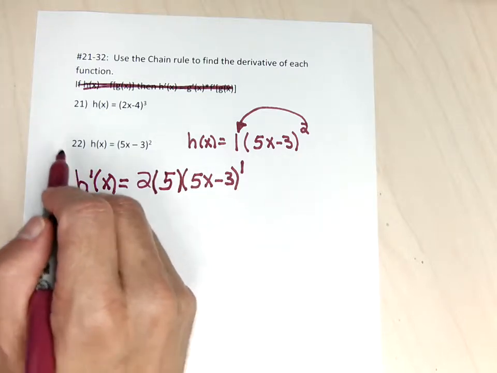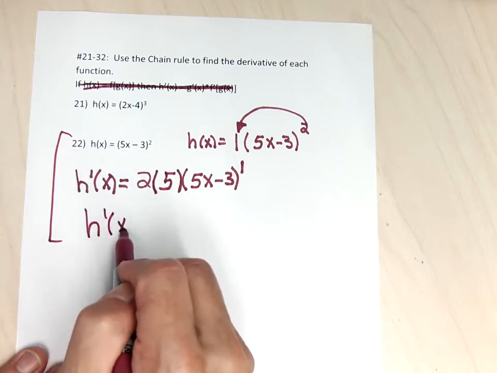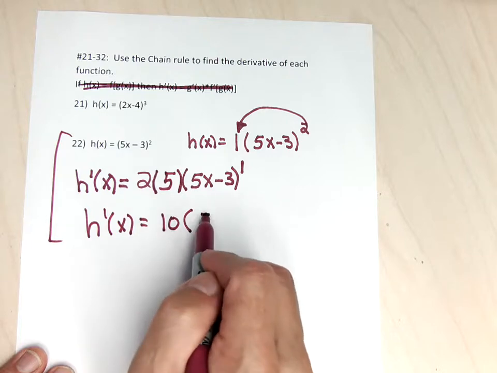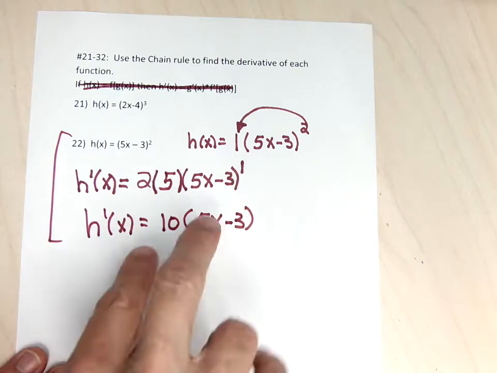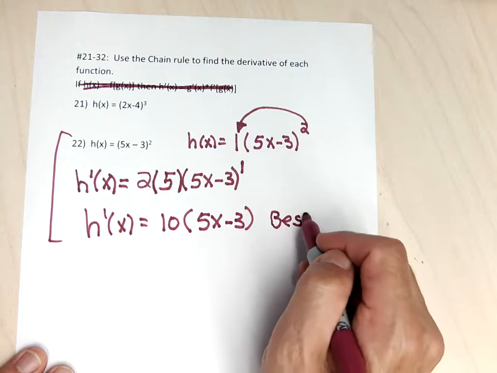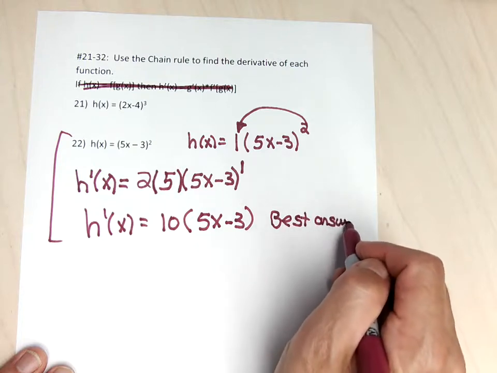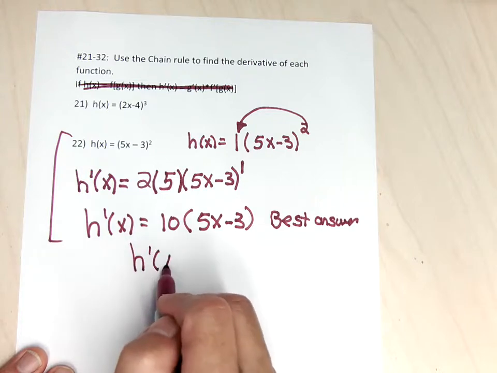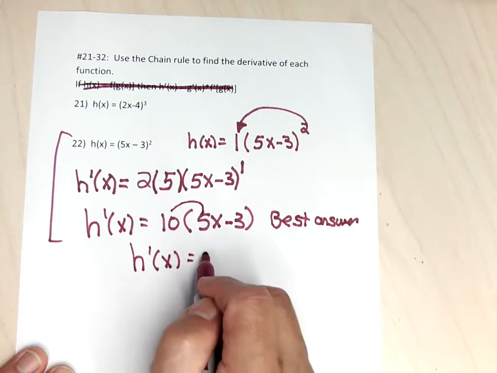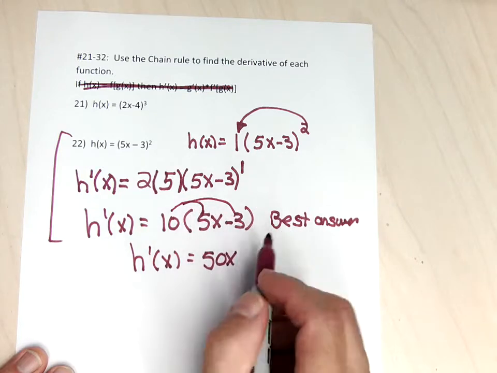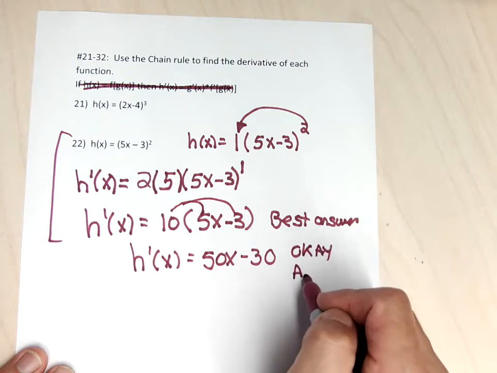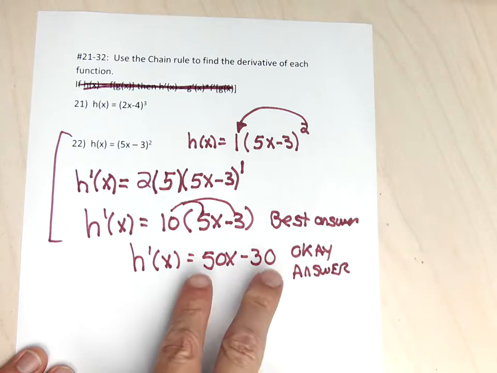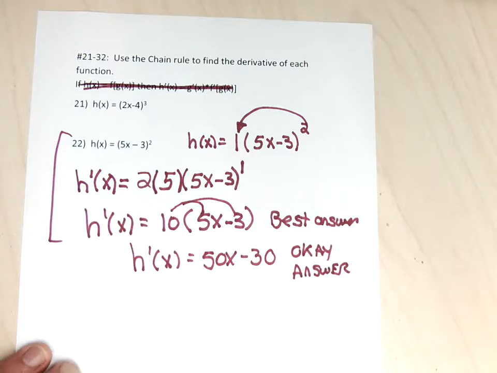So the derivative for number 22 is going to be 10 times 5x minus 3 to the first. I'm going to multiply this 2 and the 5. Don't need to write the exponent of 1. This I would call the best answer because it's completely factored. If you wanted to, you could clear the parentheses and make it non-factored by multiplying 10 times 5x and getting 50x, and 10 times minus 3 and getting minus 30. This is, I would call, an okay answer. But it's not as good as the best answer because it's not factored, and this has a common factor of 10 that you could factor out. So your problem 21 should work exactly the same way. I'll move on to my next sheet.